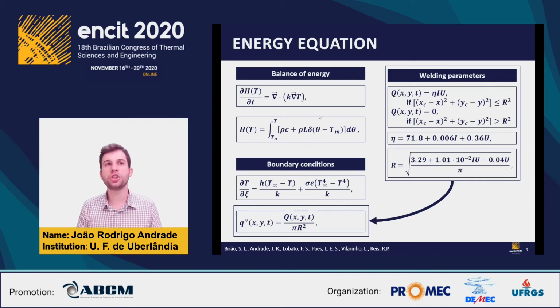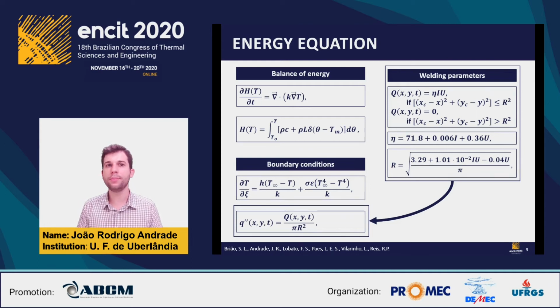In order to solve the presented equations, it was necessary to define boundary and initial conditions. Therefore, convection and radiation effects were imposed, as well as a moving heat source which described the thermal effect of welding. And they are shown right here, these equations.